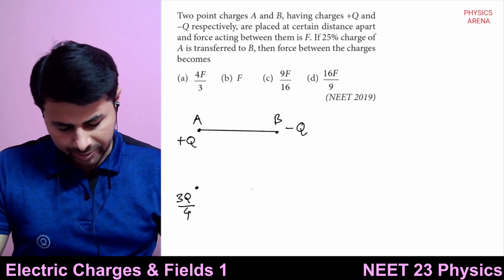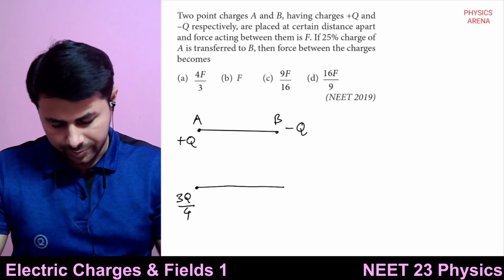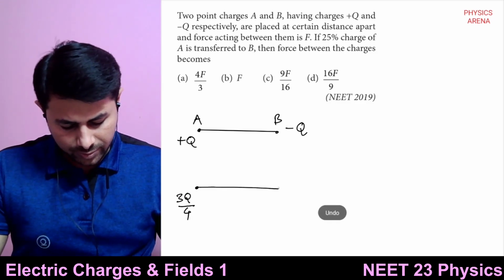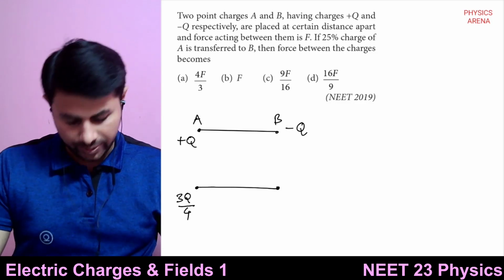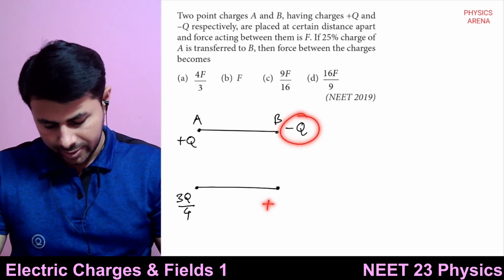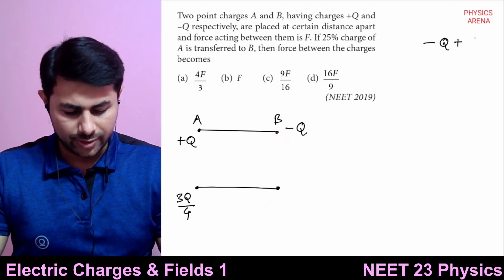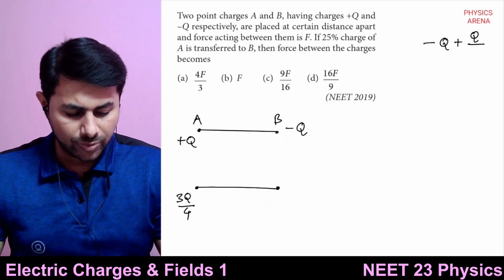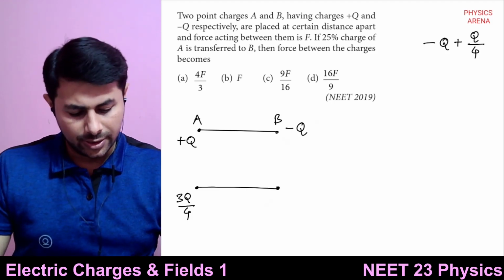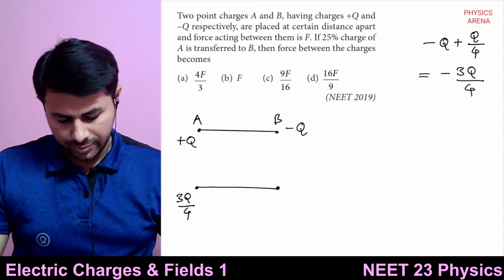Okay, and the distance between them is the same. So this is positive 3Q by 4. Now you are transferring plus 3Q by 4 here. So what will be the charge here? It will be minus Q plus 3Q by 4, not... it will be minus Q plus Q by 4, right? So it will be minus 3Q by 4, the charge here.